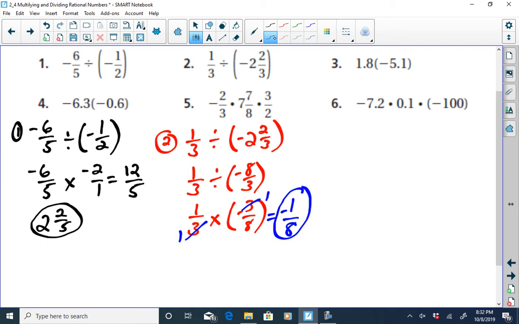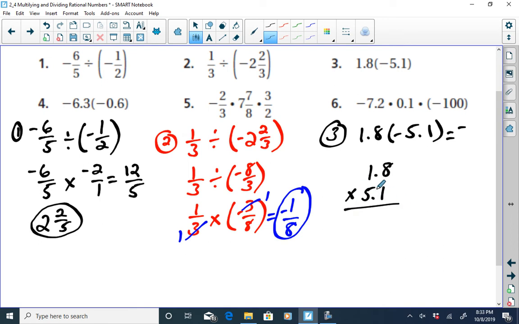Alright, let's do problem 3. We have 1 and 8/10 times negative 5 and 1/10. I know my answer has to be negative because a positive times a negative is a negative. So I always like to write the sign of my product before I actually multiply. Now I just need, on the side of my paper, 1 and 8/10 times 5 and 1/10.